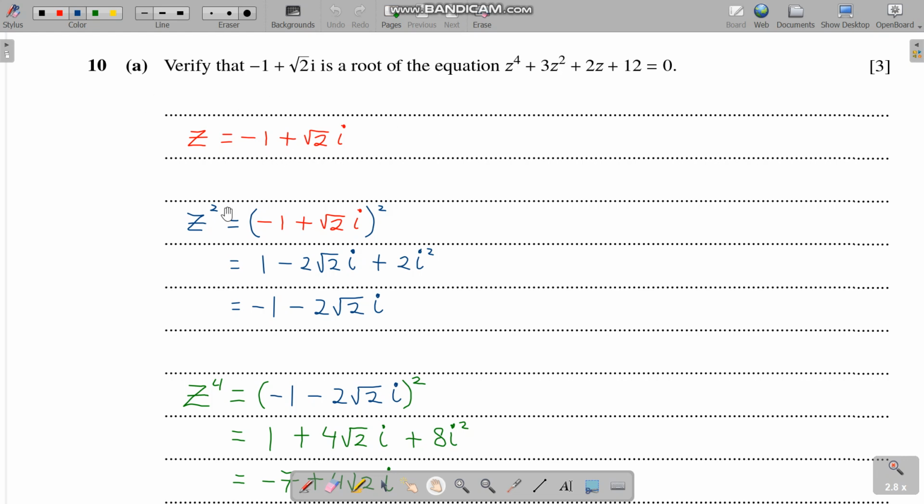So z squared, we square this, so we get minus 1 times minus 1 and so on. So 1 minus 2 root 2i plus 2i squared. i squared is minus 1, so this is actually minus 2. 1 minus 2 is minus 1.